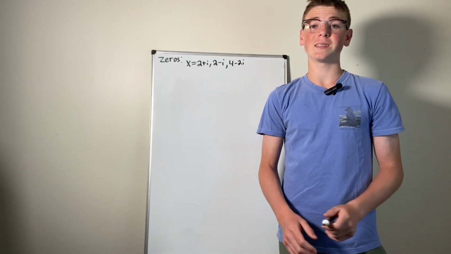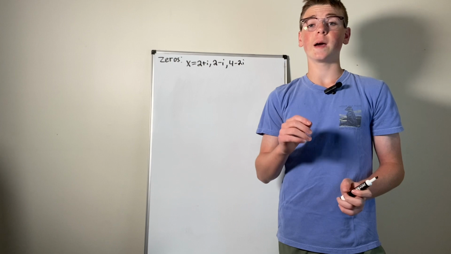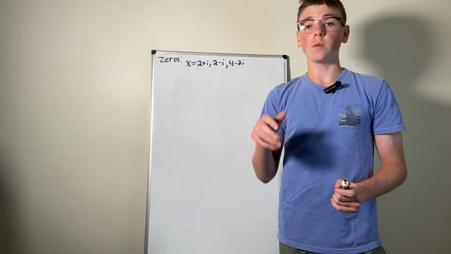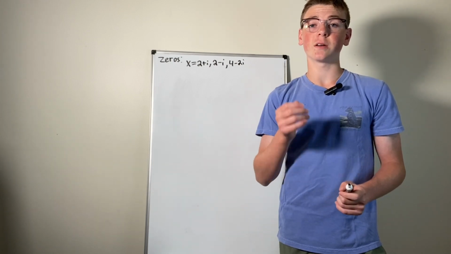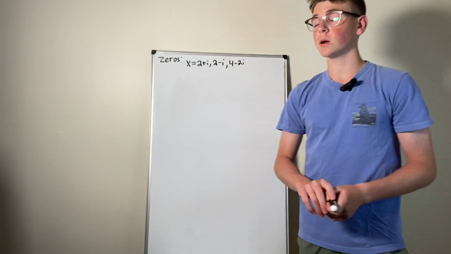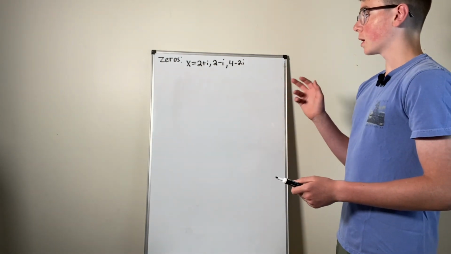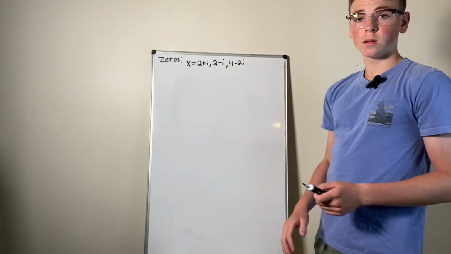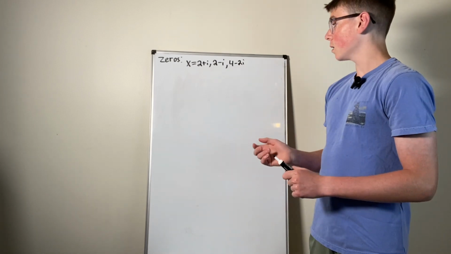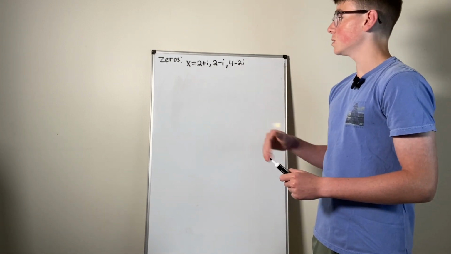I'm Xavier Smith, and today I'm going to teach you how to find a polynomial equation when you are given imaginary roots. So let's get started. Our zeros are x equals 2 plus i, x equals 2 minus i, and x equals 4 minus 2i.